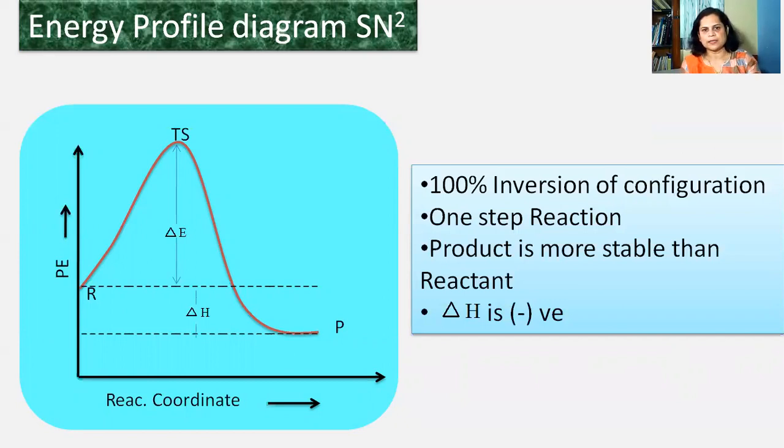One more term here is delta E, the energy difference between the reactant and the transition state. That is the energy of activation. So products are more stable than the reactant in the SN2 reaction, as they contain less energy. 100% inversion of configuration takes place. So that is about the SN2 mechanism.